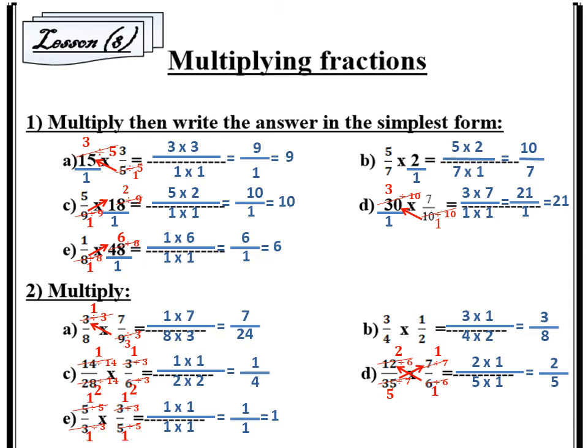2 times 2. So it's going to give me 1 over 4. 12 over 35 times 7 over 6. Okay, let's try our cross way.